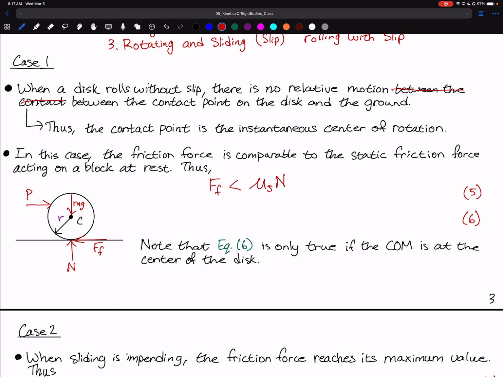And as a result of this, the acceleration of the center of mass, or the central point of that disk, is going to be equal to r times alpha, so r times the angular acceleration. Similarly, the velocity is r times the angular velocity, and the displacement of the center is equal to r times theta. That's because this disk is rotating about this contact point.